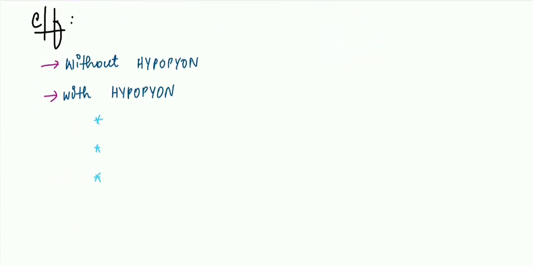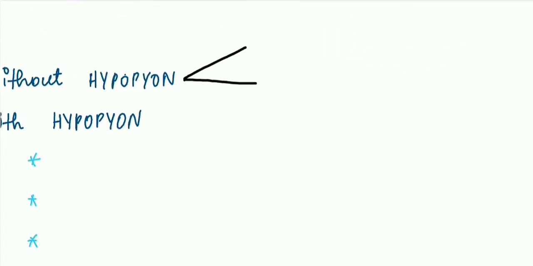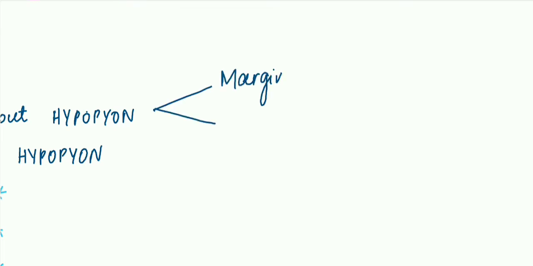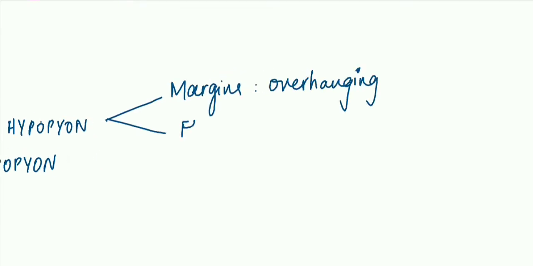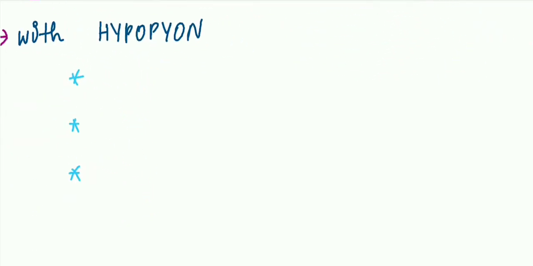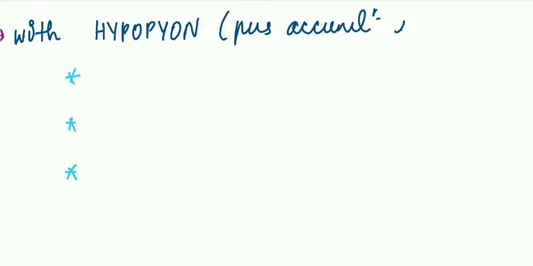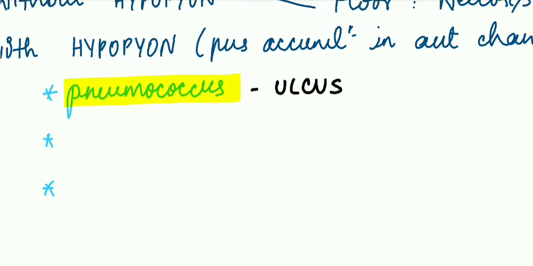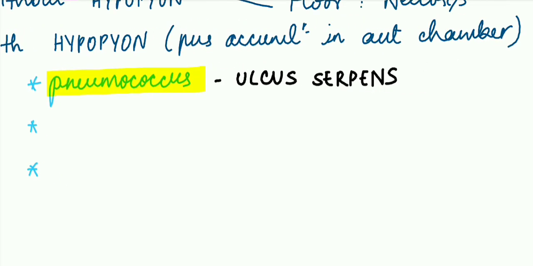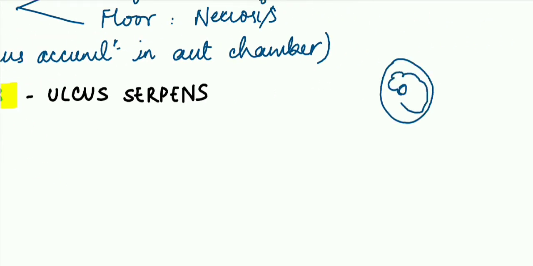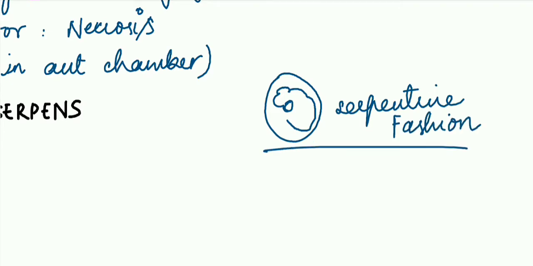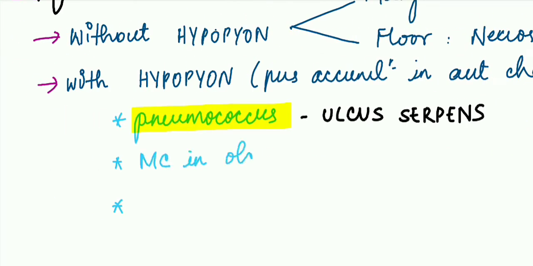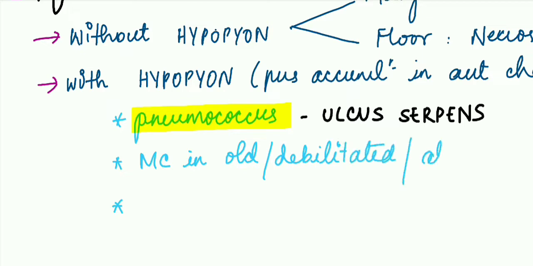Moving on to the clinical features, we have only two types, that is without hypopyon and with hypopyon. Without hypopyon, we have to remember the margins, which are overhanging, and the floor, which is filled with necrotic debris. And with hypopyon, what is hypopyon? Hypopyon is accumulation of pus in the anterior chamber. It is seen most commonly with pneumococcus, and the ulcer is called ulcer serpens because it starts at the center and spreads in a serpentine fashion around, and this is most commonly seen in the old, debilitated and alcoholics.